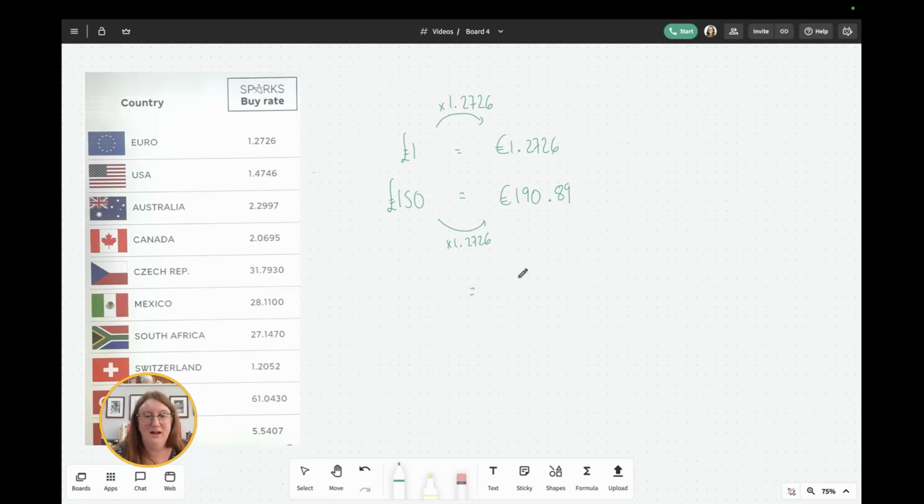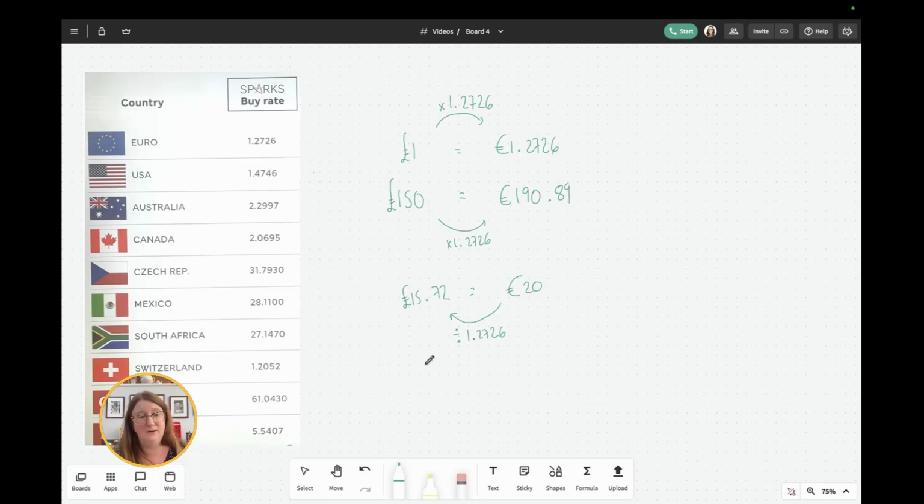But perhaps I'm on holiday and my youngest child wants to buy a toy or a souvenir from a shop and it costs 20 euros. How much is that in pounds? Well, I'm going the other way. I'm converting back from euros to pounds. So I'm going to do the opposite action. Instead of timesing, I am going to divide by 1.2726.